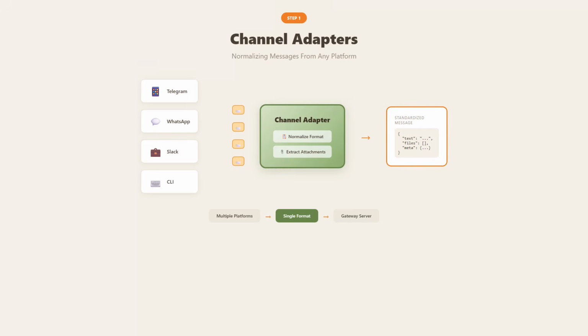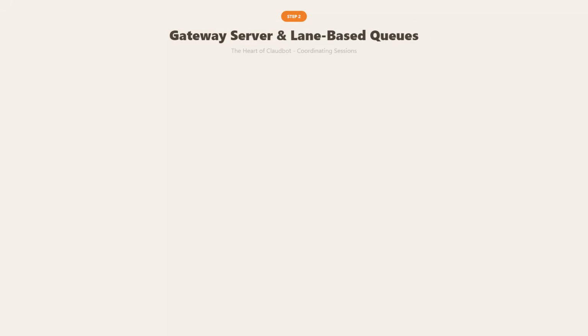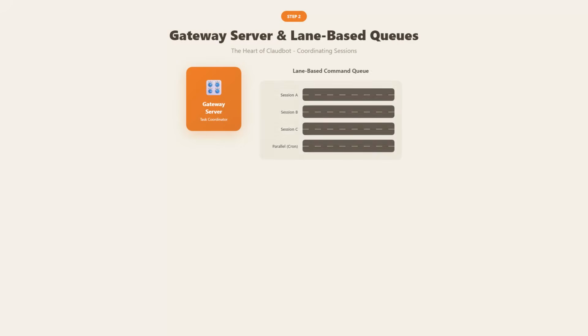This standardized format then flows to the next component, the gateway server. This adapter pattern is elegant because adding support for a new channel is as simple as writing a new adapter. The rest of the system doesn't need to change at all. Step 2. The gateway server. This is the heart of Claudbot, the central coordinator for all your sessions.